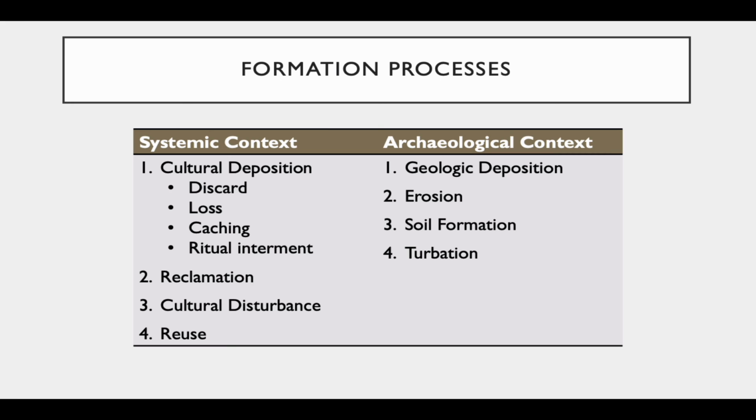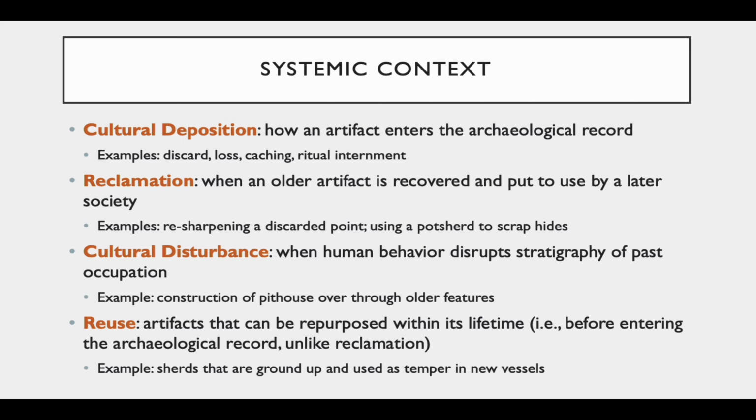So as I said, there are two contexts within which formation processes occur, and there are 4 different types of processes that happen. Within the systemic context, we have things like cultural deposition. That is how the artifact itself actually enters into the archaeological record. So any kind of loss or discard, purposeful caching of objects, or the ritual interment of those things, perhaps in a burial.